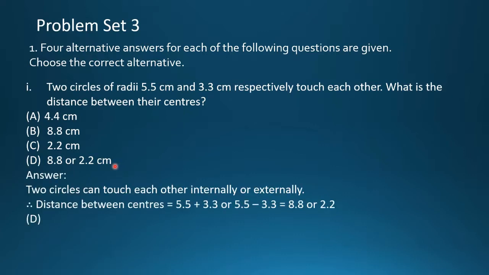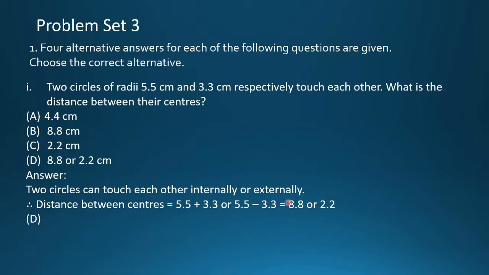Now let us start with the solution. If you read the question carefully, it is not mentioned whether the two circles are touching internally or externally. So we find out both. If the circles are touching internally, then the distance between their centers will be the sum of their radii. So that will be 5.5 or 3.3.